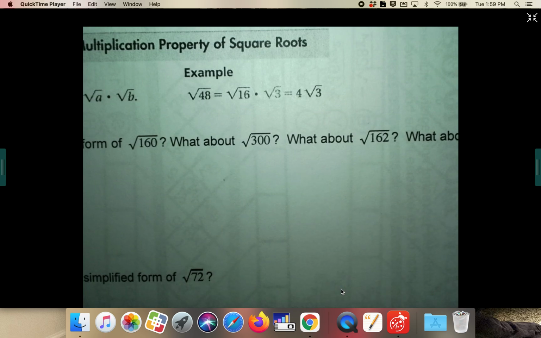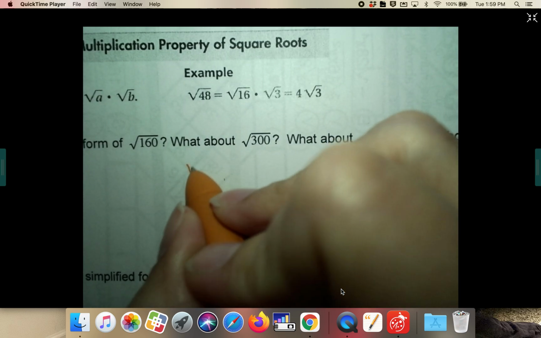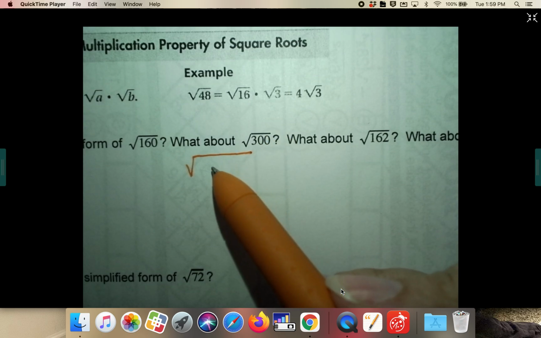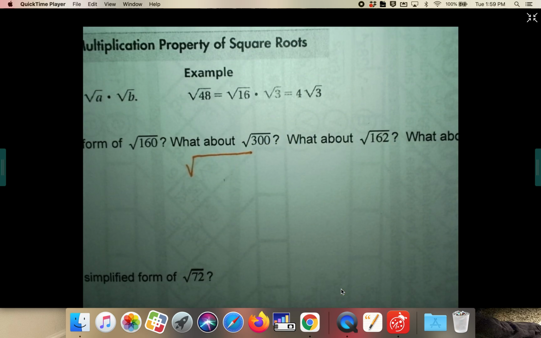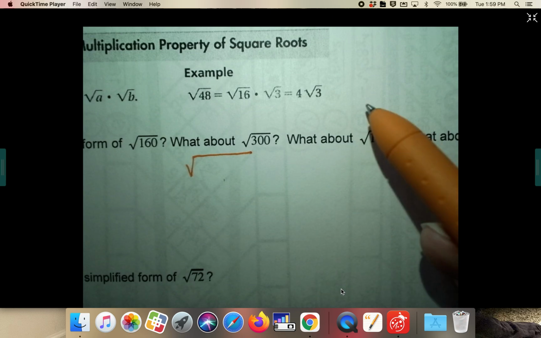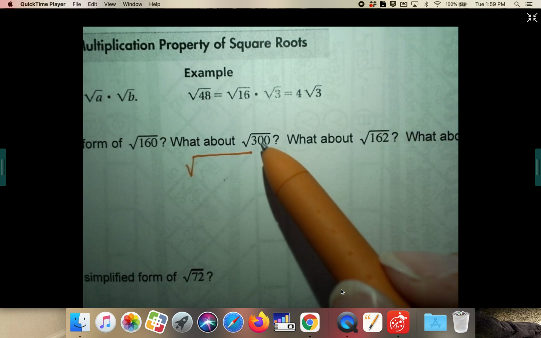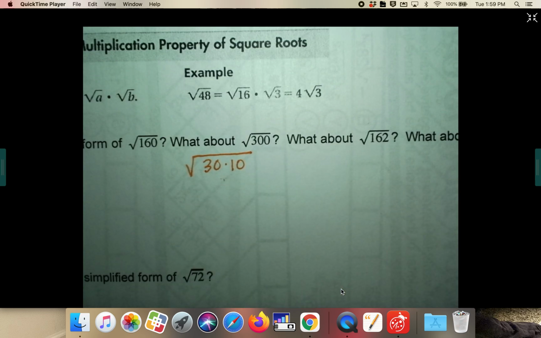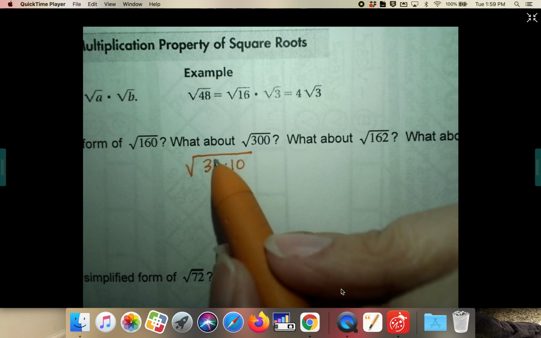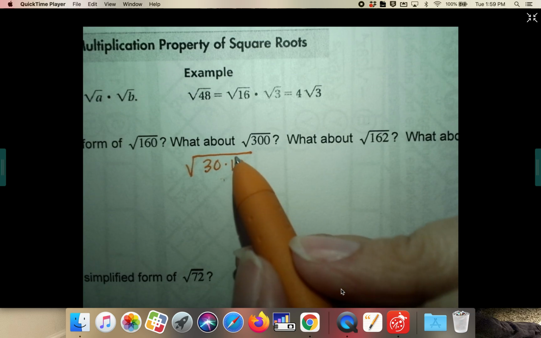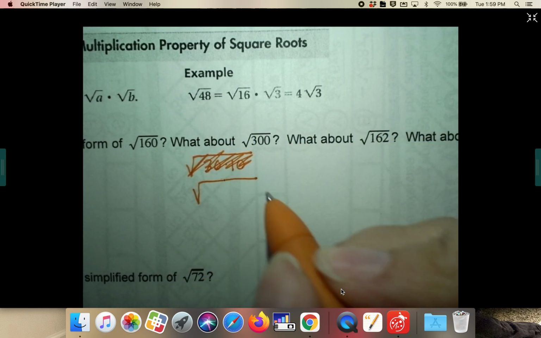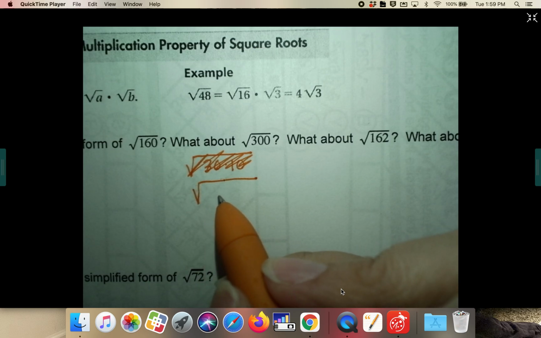What about 300? So square root of 300, let's think about what 2 numbers we can multiply that would equal 300, but one of them has to be a perfect square. And you can't just say, here's what I was trying to say before, you can't just say 30 and 10. Because yes, even though that does equal 300, you can't square root 30 and you can't square root 10. So you can't just use any numbers. You have to choose numbers where one of them is a perfect square.